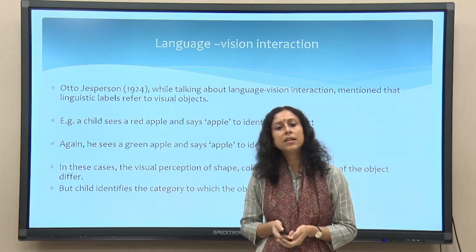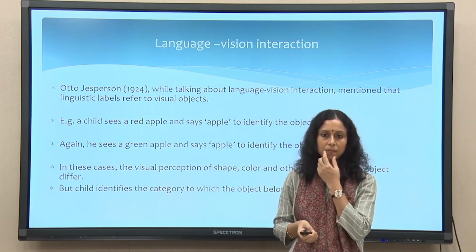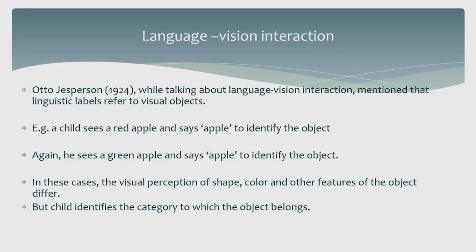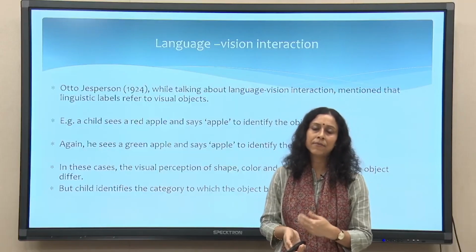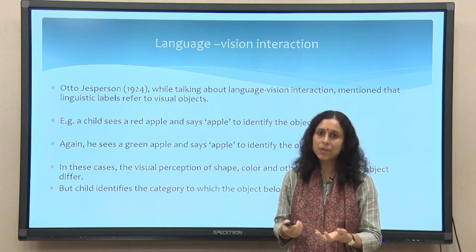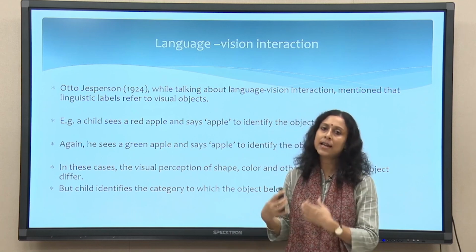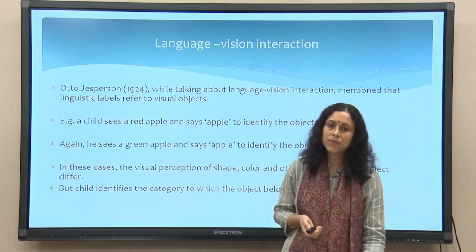And then another linguist, much before Jackendoff, actually talked about language-vision interaction, though not really in terms of experimental work, but he did talk about it, that is Otto Jespersen. When talking about language-vision interaction, he mentioned that linguistic labels refer to visual objects. Of course, everything that has a name basically has a linguistic label. What we mean by name is a label. We need to give a label to something, a visible object, in order to identify it and in order to have a representation in our mind.